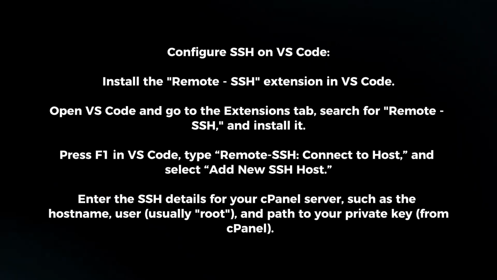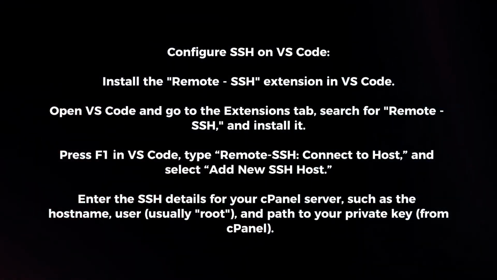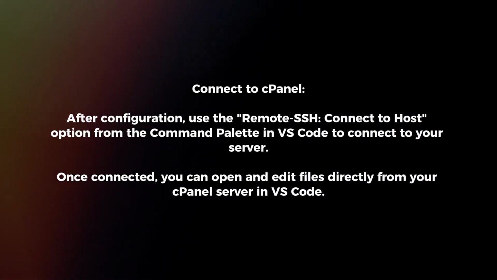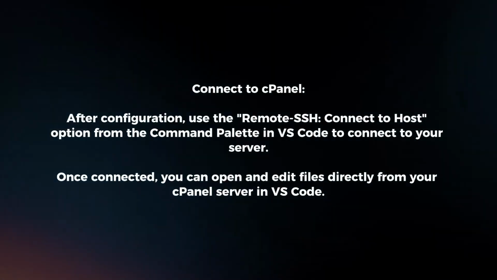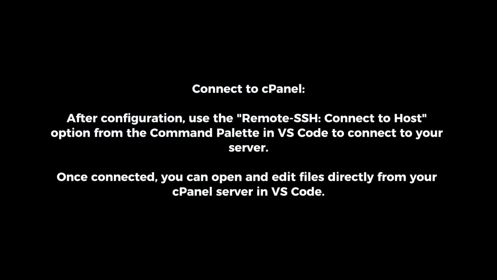Enter the SSH details for your cPanel server, such as the hostname, user, and path to your private key. Connect to cPanel. After configuration, use the Remote SSH Connect to Host option from the command palette in VS Code to connect to your server. Once connected, you can open and edit files directly from your cPanel server in VS Code.